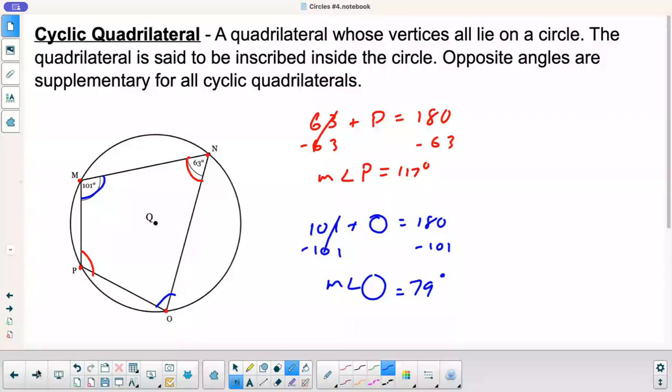Okay. So anytime you have a cyclic quadrilateral, the angles that are opposite, so when I say opposite, they're across from each other. Okay. These are opposite. Oops, let me use the same color here. Let me use red there. So these are opposite because they aren't next to each other. They're all the way across.